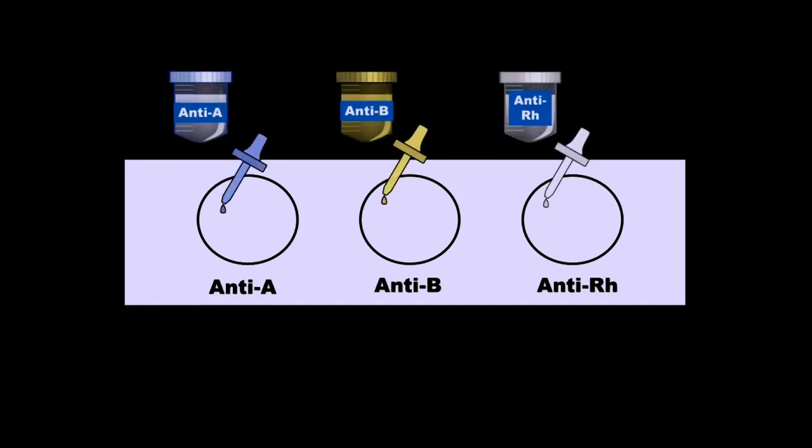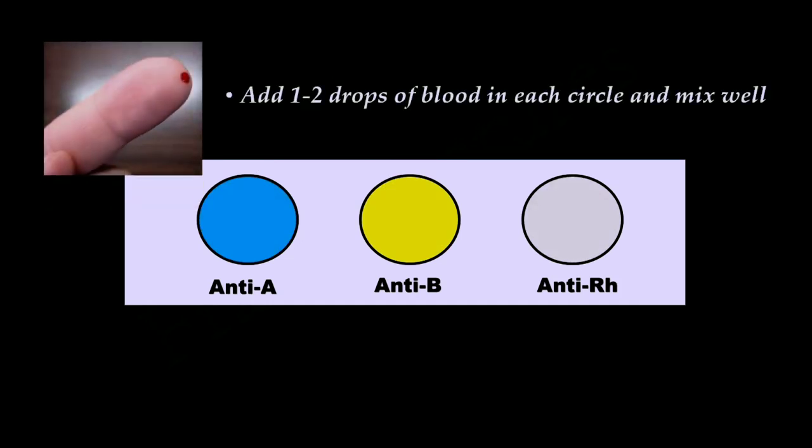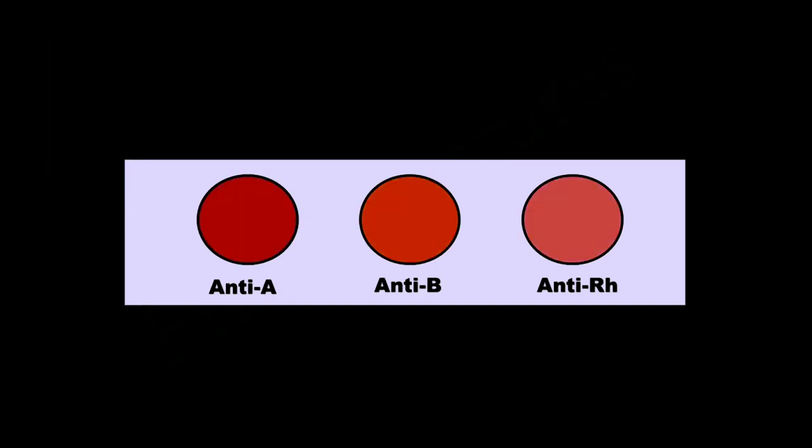We will take a clean glass slide and mark 3 circles. Label them as anti-A, anti-B, and anti-Rh. We will put a drop of each reagent in the respective labeled circle. Next, we will add 1 to 2 drops of blood in each circle. We will mix the reagent in the blood and observe the slide after some time.